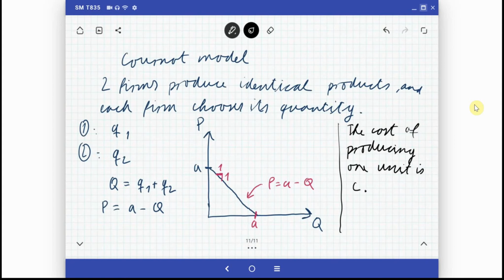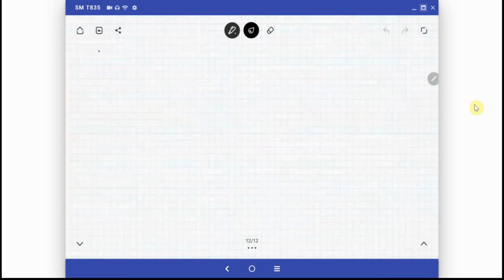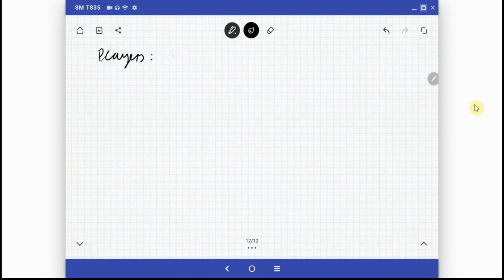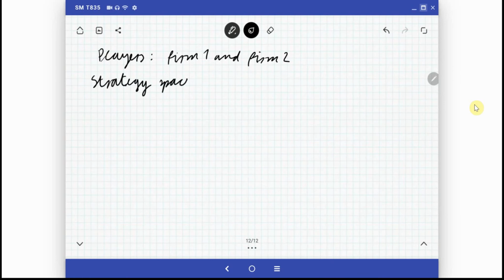So let's see, can we say that this is a game from game theory? Yes, we can, because we have defined the players. The players are firm 1 and firm 2. Maybe let's do that more formally. So we have players: firm 1 and firm 2. Then we have the strategy spaces. So which actions can they take? And then we have S1 is equal to S2, and it's equal to [0, infinity).